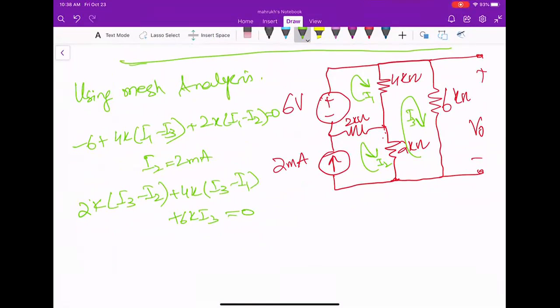Okay. So let's see. It's just a matter of having to solve it, and we will. So I am just trying to simplify the scenario by replacing I2 wherever I have it with 2 milliamps. Okay. So let's do it.